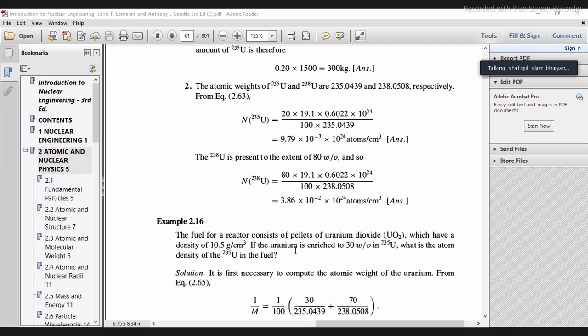Okay, I will give you a simpler way. It is done here, but I think it makes it very complicated.